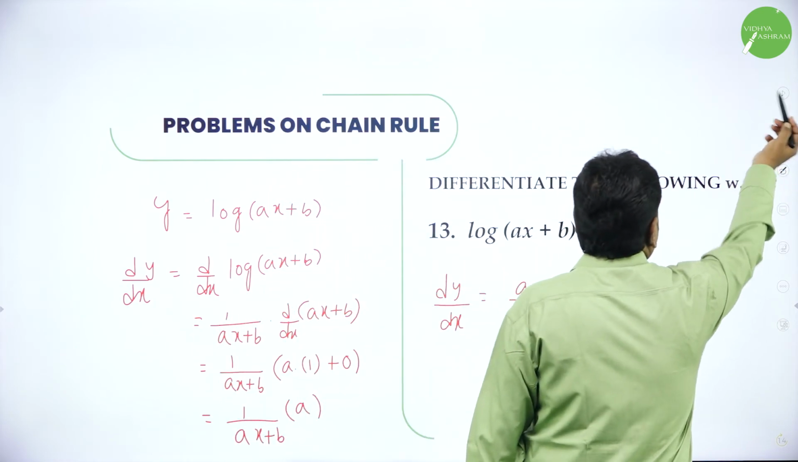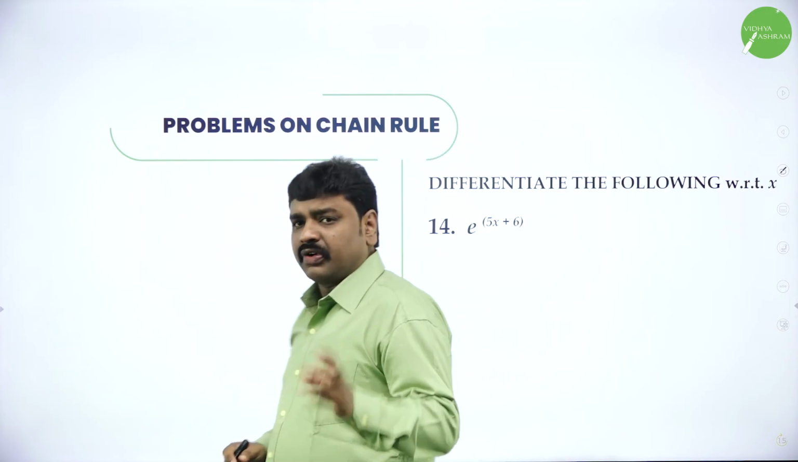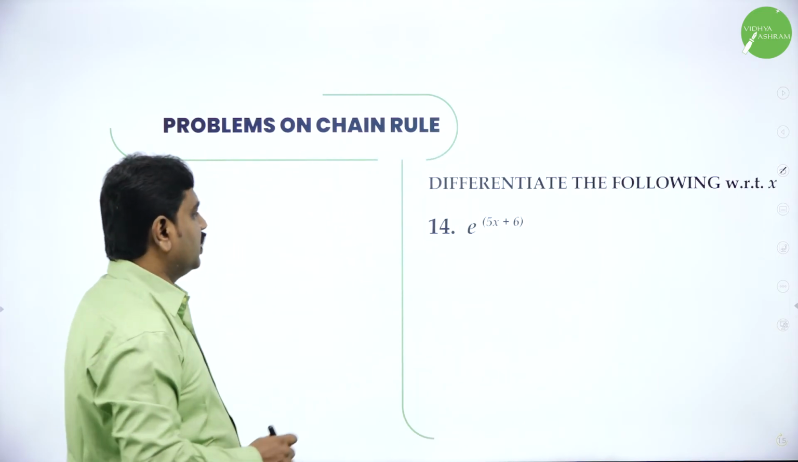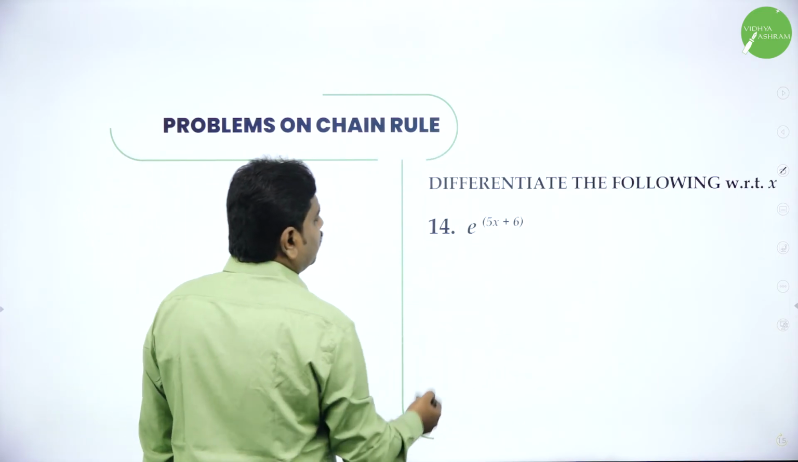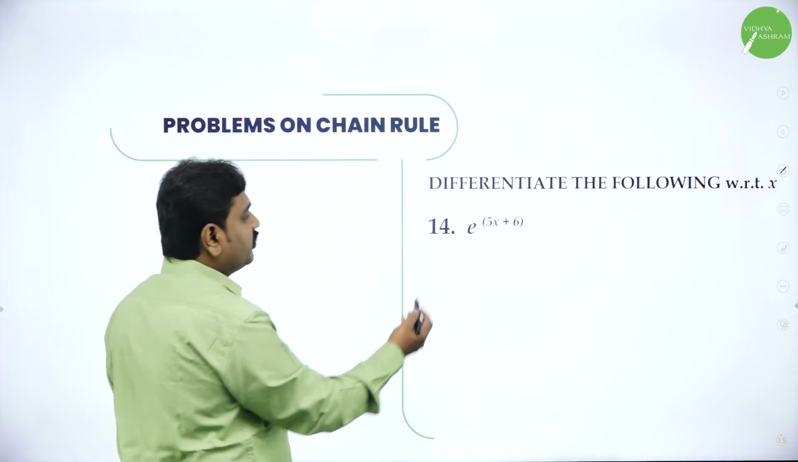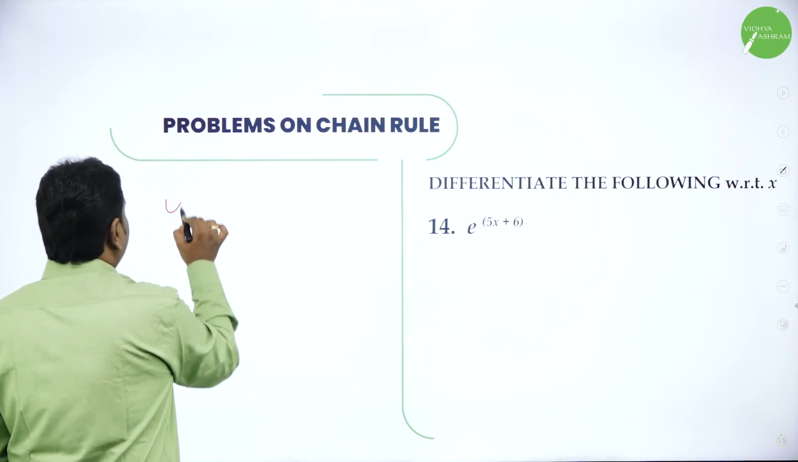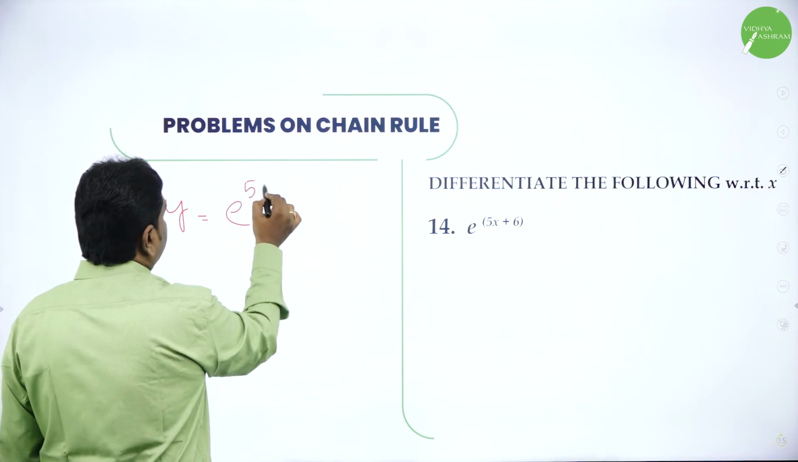Next. So e power f of x, is it in the form e power f of x? And here coefficient of x is 5. So it will become 5 e power 5x plus 6. That is the answer. So now y is equal to e power 5x plus 6.